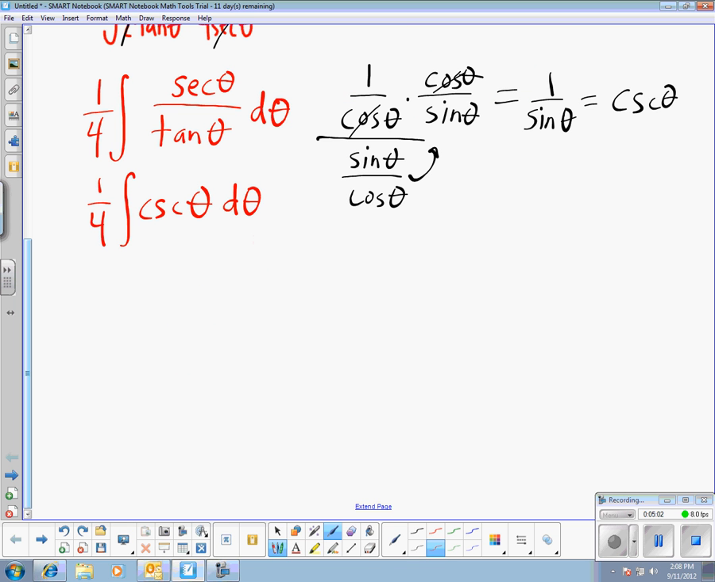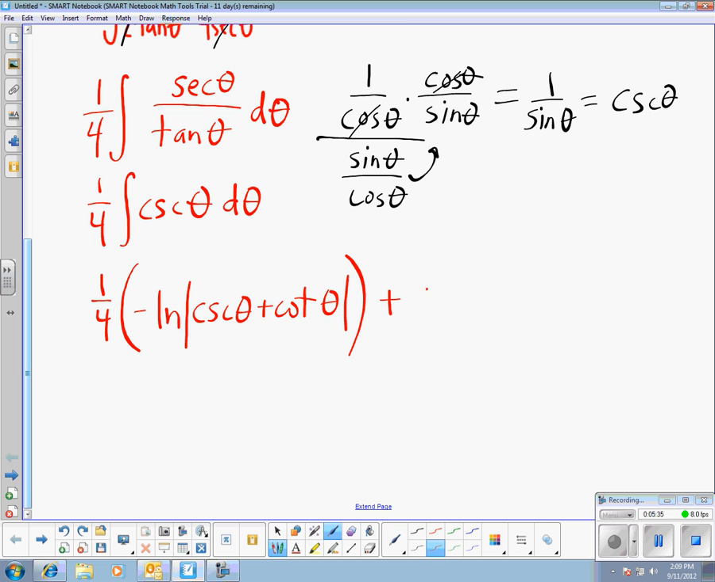If I were a responsible math teacher, I would know all my integrals, but I'm not, so I'd have to flip to the front of my book and realize that the integral of cosecant is negative natural log of the absolute value of cosecant plus cotangent. I was just joking. I know every integral rule and every trig identity by heart, naturally. And then I've got my plus c.